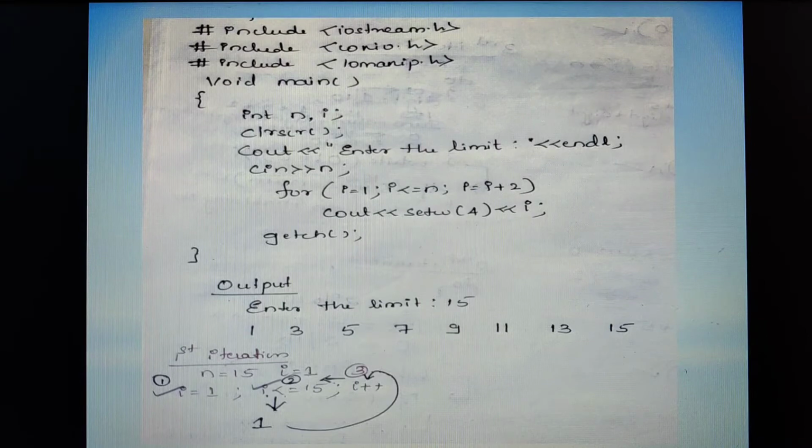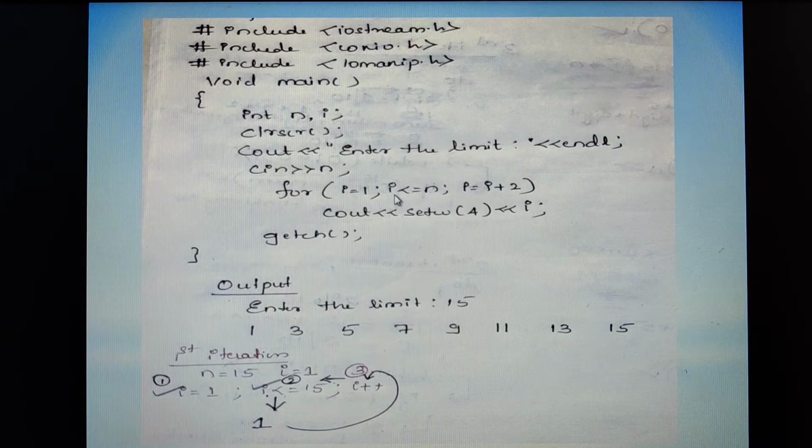Now this is a program to print all the odd numbers up to the given limit by using for loop. We have to print all the odd numbers. In previous examples we have seen how to print the even numbers. So this is the odd number program. Here I have taken the header file and main function, and I have declared 2 variables of type integer, clear screen, and then we are asking the user to enter the limit. Enter the limit in the sense up to what number you want to print all the odd numbers. And then I'm reading the value.